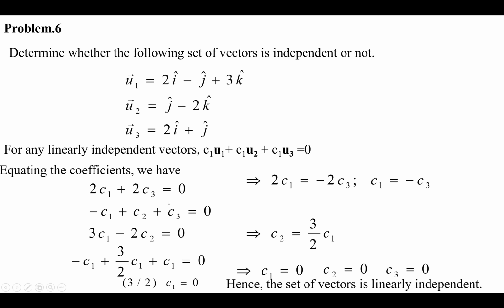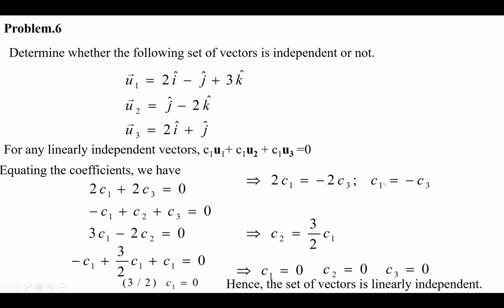Now take the first equation: 2c1 plus 2c3 equals 0. It implies that 2c1 equals minus 2c3, so c1 equals minus c3. The 2 will cancel. Now take the third equation, and this will give us c2 equals 3 by 2 c1.